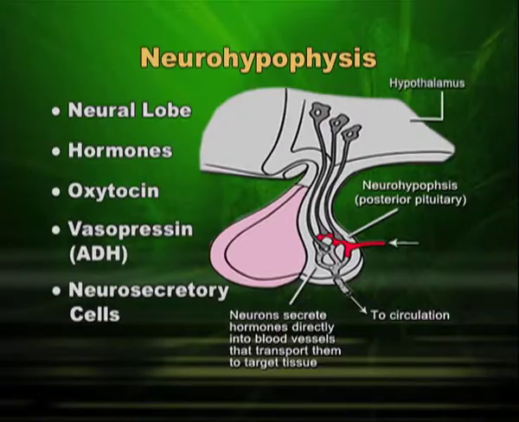In other words, neural lobe is a storing organ, a reservoir. It is not the producing organ.